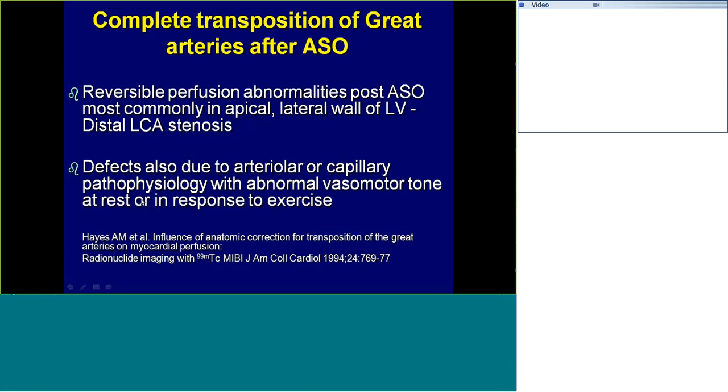So if you see reversible perfusion defects, that indicates the presence of reversible ischemia. But even at rest you can see perfusion defects, that is the myocardium which has already got scarred.